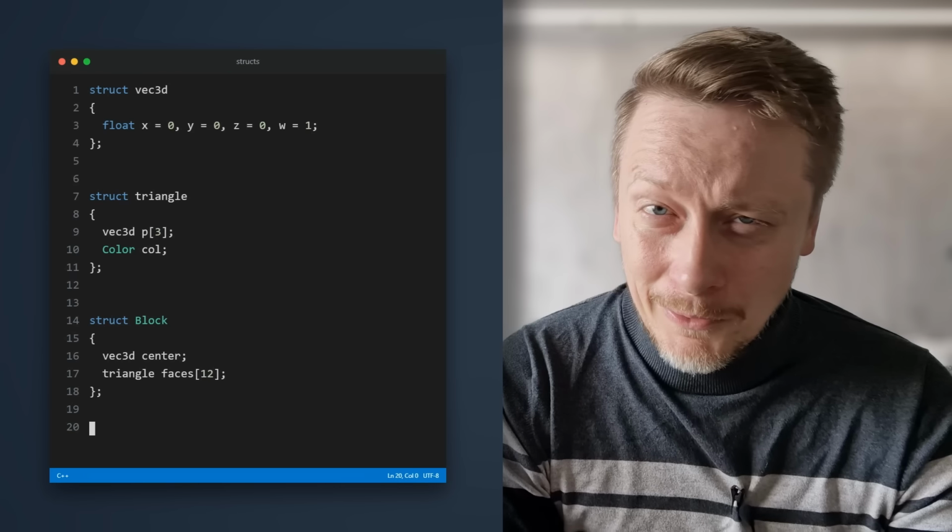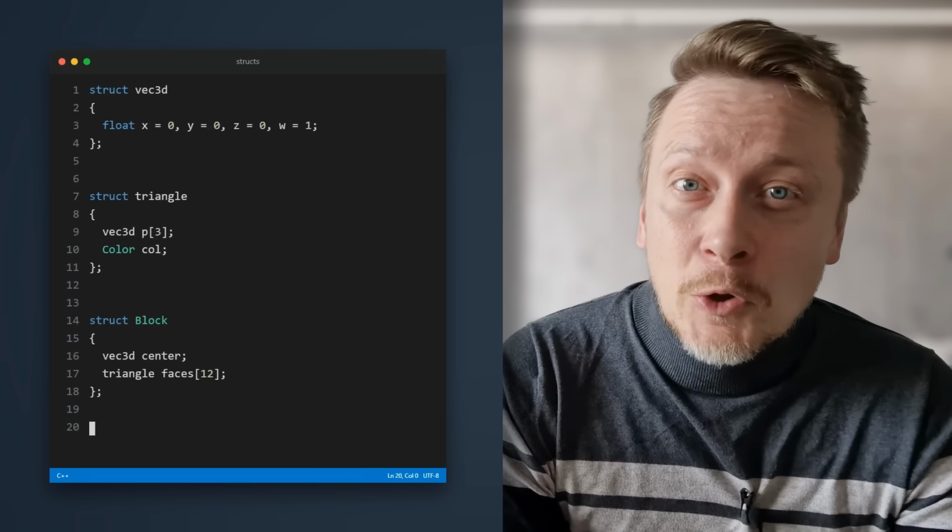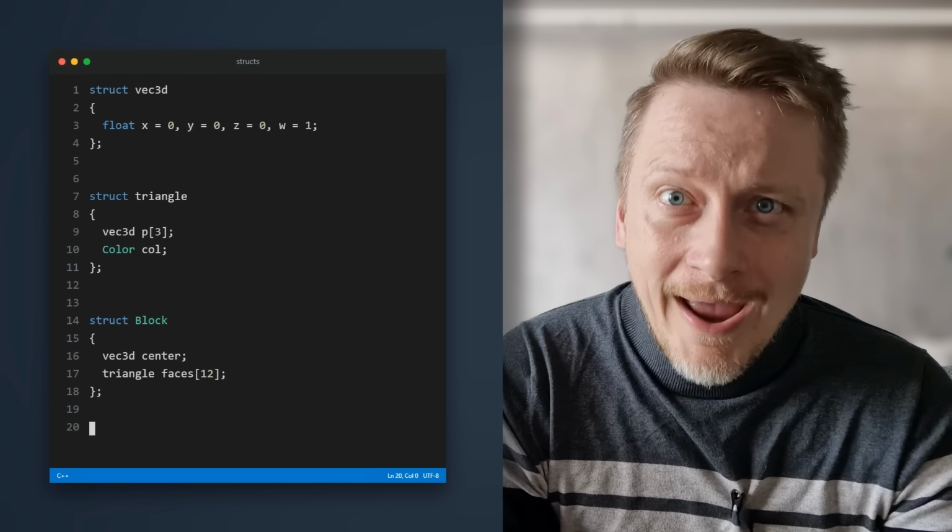Why do we need a block? Well, a single cube is made of 12 triangles. If we want to build a city, we are going to be dealing with plenty of triangles. Managing them loosely is a nightmare. By grouping 12 faces and the central coordinate into a single block, we can treat a building as a single solid entity. To hold our city, we drop these blocks into a dynamic list, std vector, called world blocks.